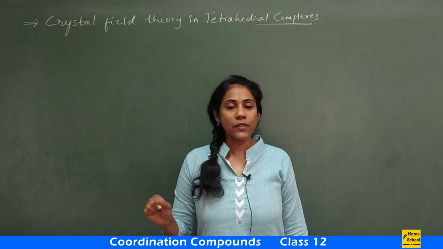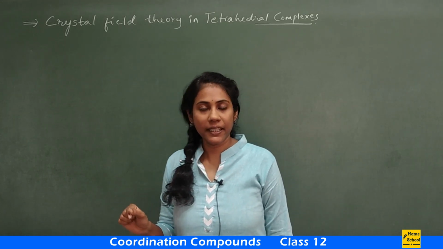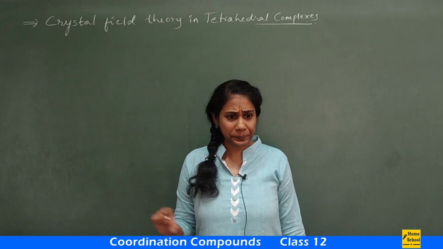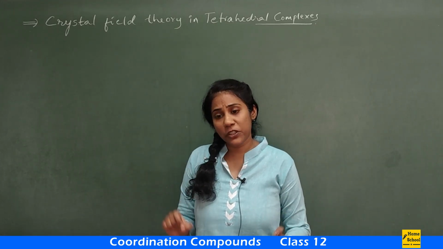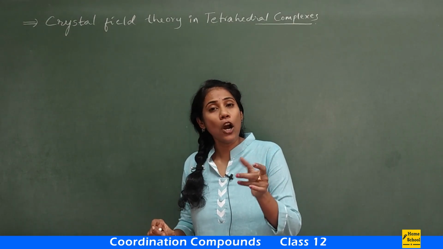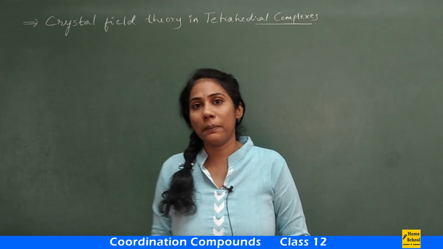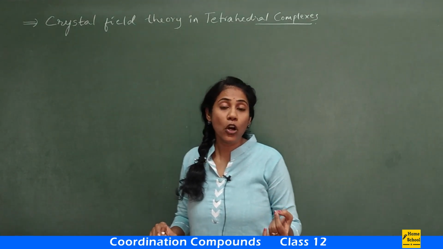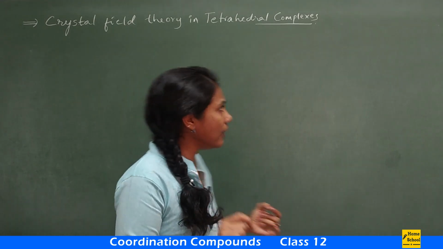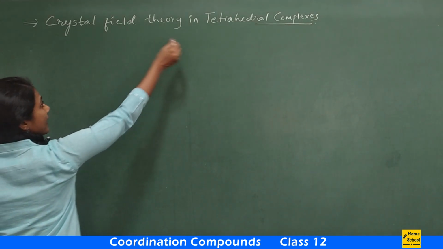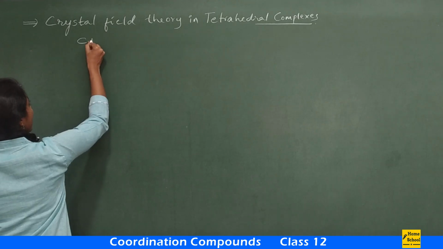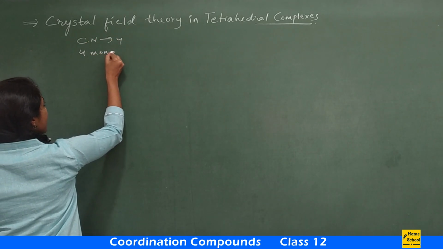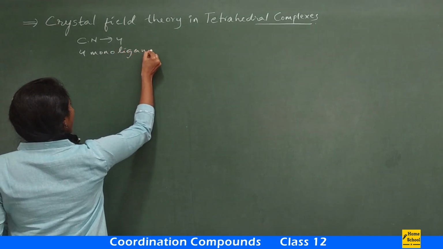Hey everyone, in this video let us talk about crystal field splitting in tetrahedral complexes. Here in tetrahedral complexes the crystal field splitting is very different. It is exactly opposite to that of octahedral complexes. I mean, the way the orbitals get split is exactly opposite to octahedral complexes. In a tetrahedral complex the coordination number is 4, that means you have 4 monodentate ligands, so let's see what happens.